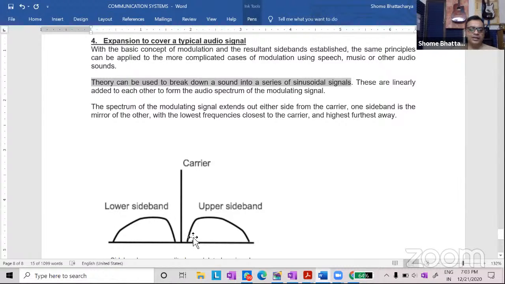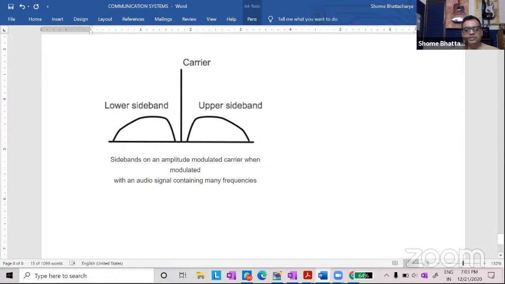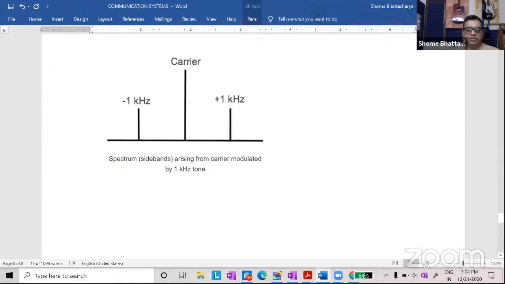So there'll be an entire upper sideband and an entire lower sideband. The upper sideband will consist of the carrier frequency plus the entire range of frequencies present in the modulating signal. The lower sideband will consist of the carrier frequency minus the entire range of frequencies in the modulating signal. So that is why an entire bandwidth is required to transmit and receive that particular amplitude modulated signal. Okay. So this is in a nutshell what you need to know about communication systems.